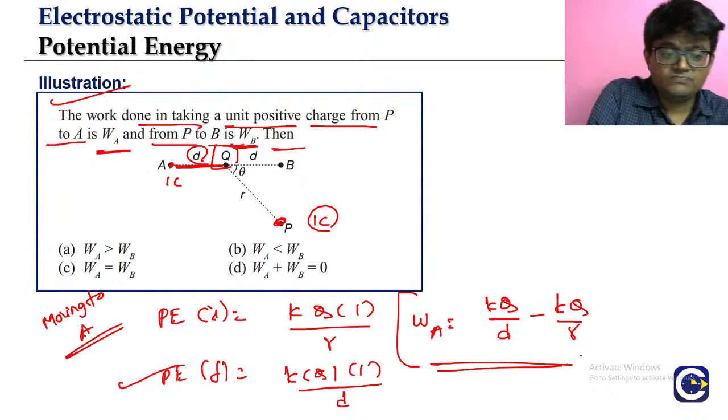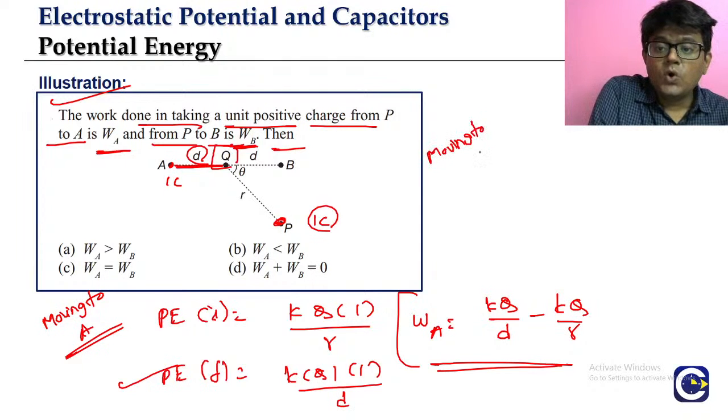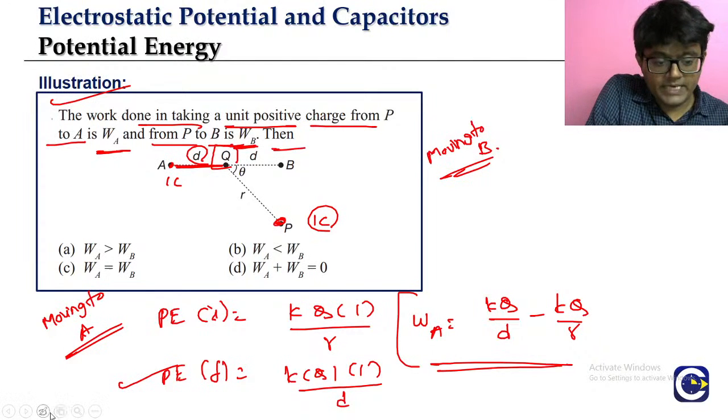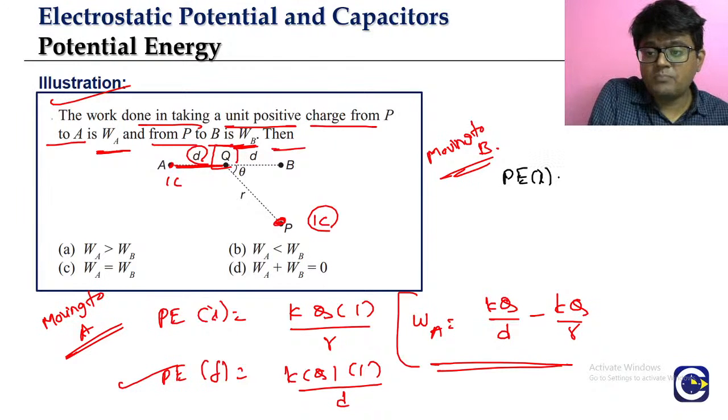Let that remain as it is. Then we will look at the second situation. What is it? Moving from P to B. Look at that. Here the initial state is the same, because we are at the same point. We start from P. What is it? K into Q by R.